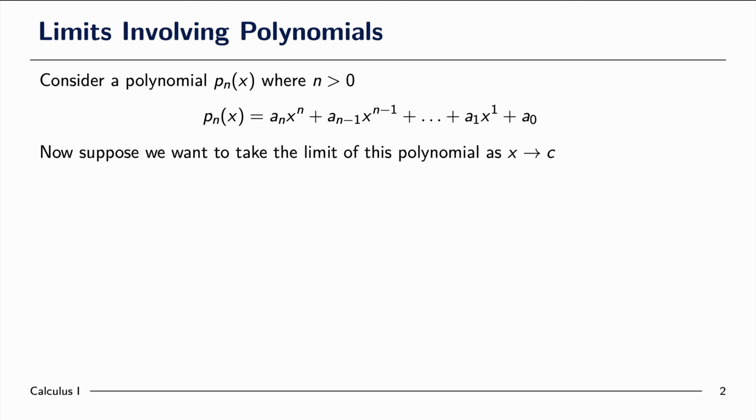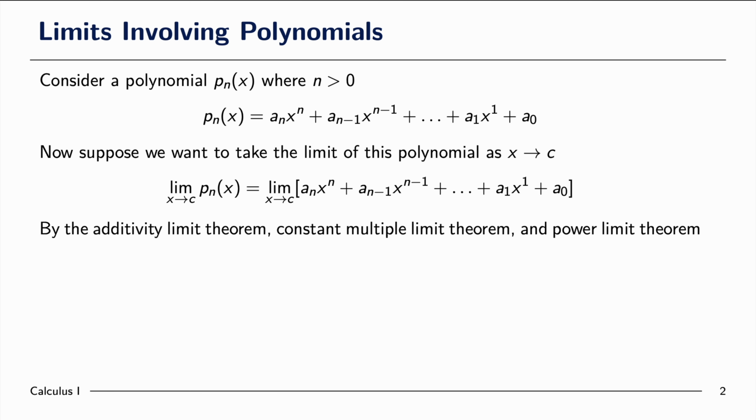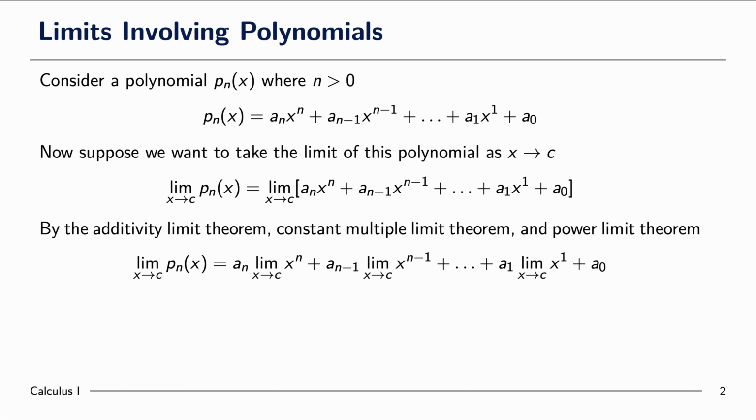Now suppose we want to take the limit of this polynomial as x approaches c. So it looks like this. The limit of p of x as x approaches c is equal to the limit of that whole expression as x approaches c. Now by the limit theorems we proved in the last video, we have the following. The limit of p of x as x approaches c is equal to a sub n times the limit of x to the n as x approaches c plus so on and so forth.